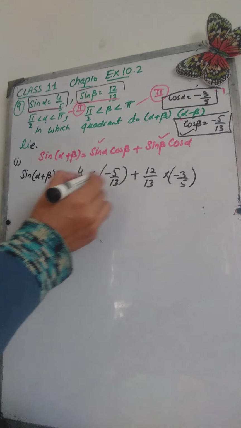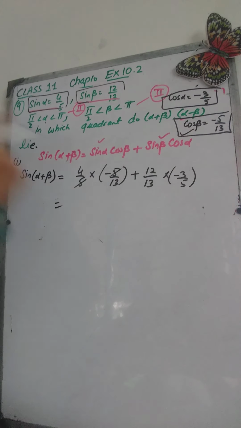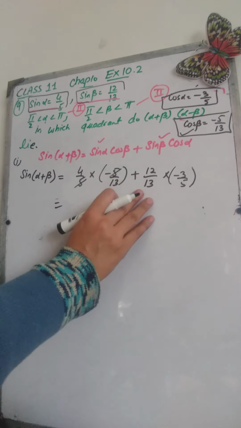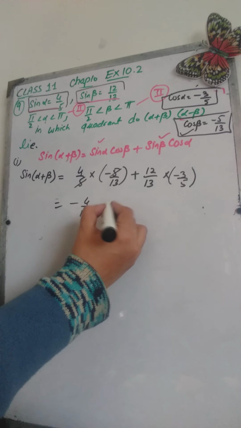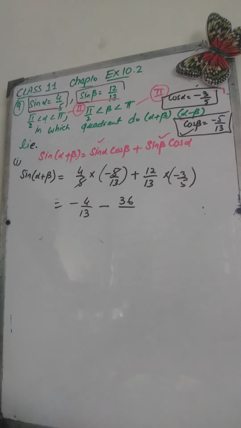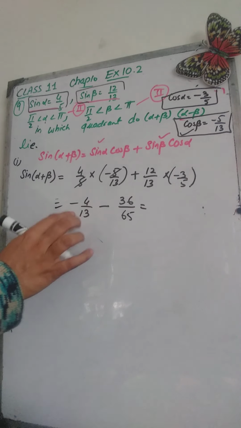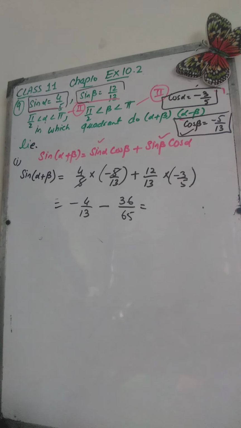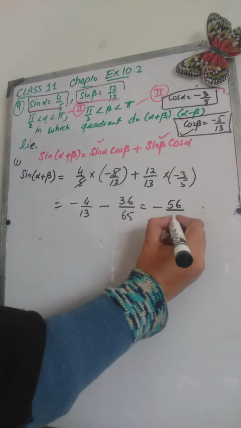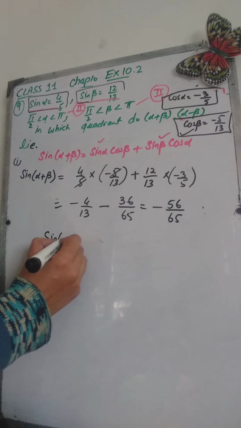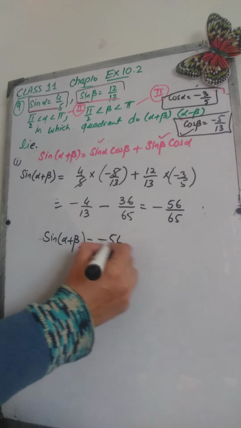So 5 will be cancelled out with 5. This will be equal to negative 4 over 13, and here we will have negative 36 over 13 into 5, which is 65. Here we are going to add these two fractions and put a negative sign with the answer. 4 over 13 will be added to 36 over 65 because we have the same signs, and we are going to get negative 56 over 65. So it means that sine of alpha plus beta is equal to negative 56 over 65.